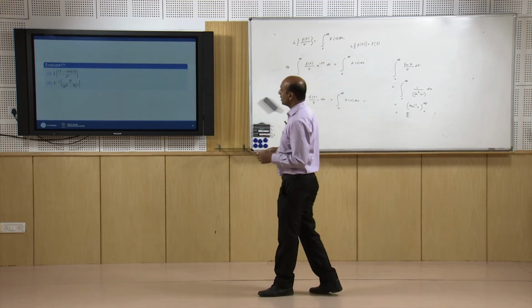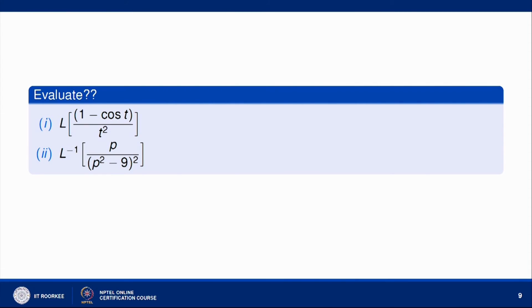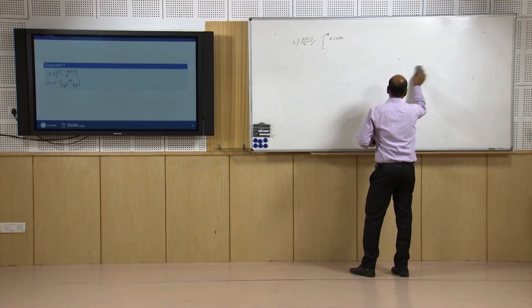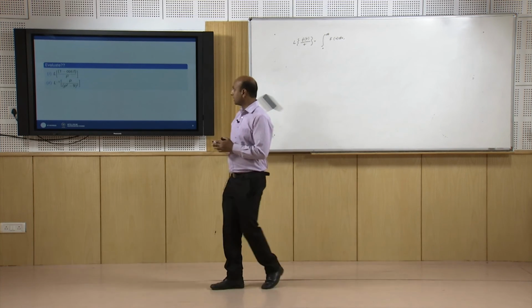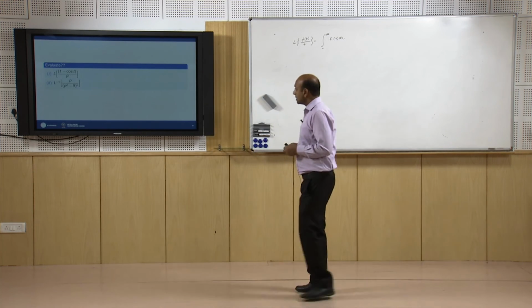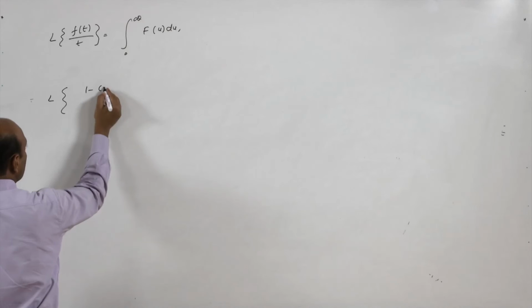Now, we can also solve these problems based on these properties. So, I am just illustrating how to solve the first part or the second part. In this problem, it is 1 minus cos t upon t square, and we have to integrate 2 times. What is this integral basically? It is 1 minus cos t.